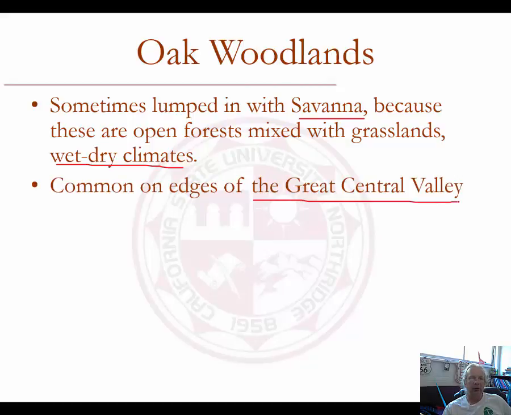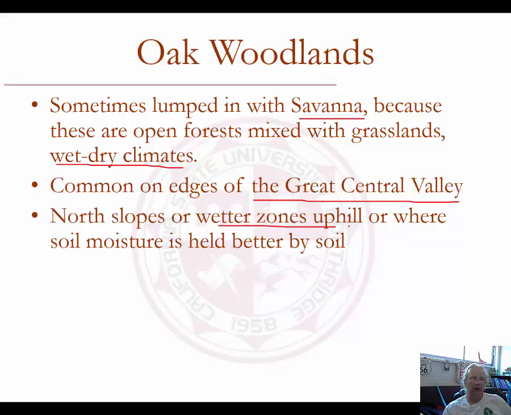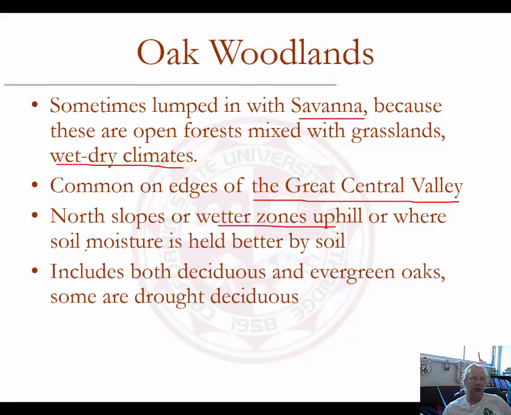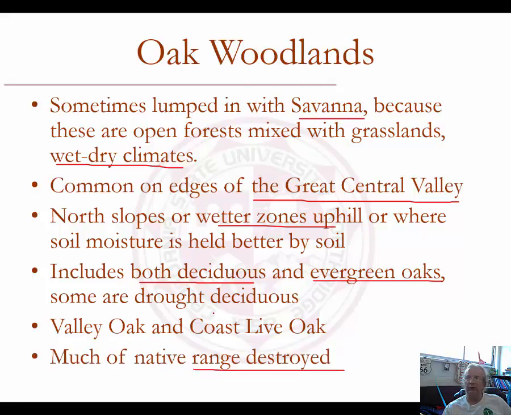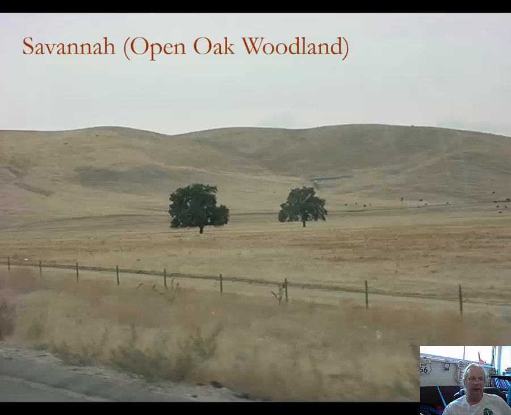These oak woodlands appear at the edges of the Great Central Valley, but you can also find them out in the Malibu, Calabasas area. Sometimes they're in the wetter zones uphill or where there's some moisture with better soils. There's both deciduous and evergreen oaks, and some are drought deciduous, meaning they drop their leaves during the drought. The valley oak and the coast live oak are the two really important types of trees that you will find in these kinds of forests, if you would categorize them as forest. A lot of it's been destroyed because it's good farmland in many instances.